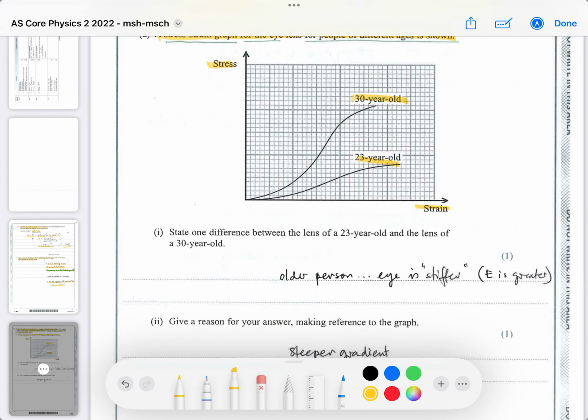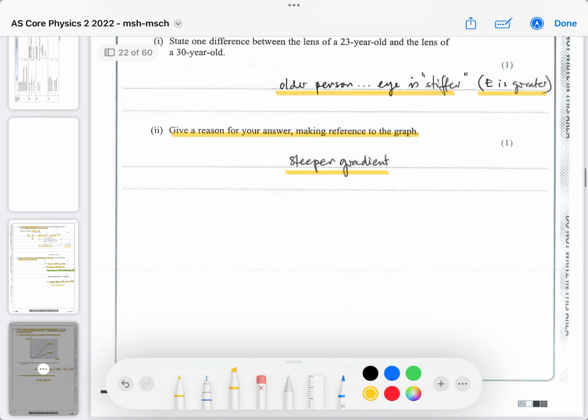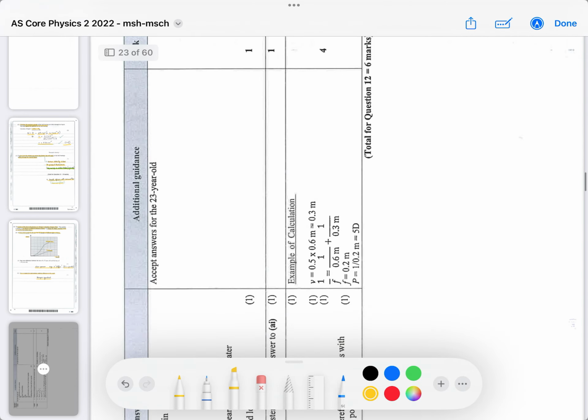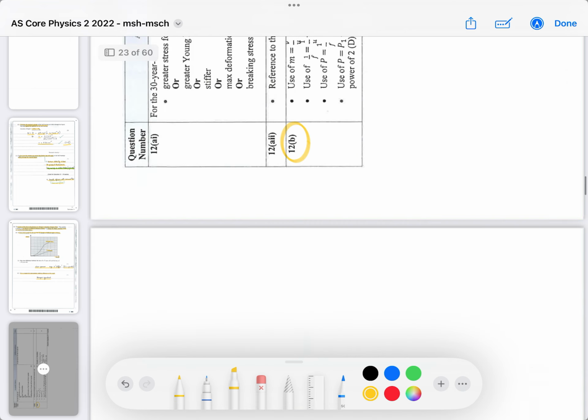Okay, so the older person, the eye is stiffer, and we know that means the Young's modulus is greater, because the Young's modulus is the gradient of the stress-strain line. So give a reason for your answer. Why did you say it was stiffer? Because the gradient is steeper for the 30-year-old. There's the mark scheme for the first part, 12A, and then 12A2. We've done those. 12B we haven't done, and it looks like you have to calculate the power of lenses. So you can come back to look at the mark scheme after we have a look at the question.